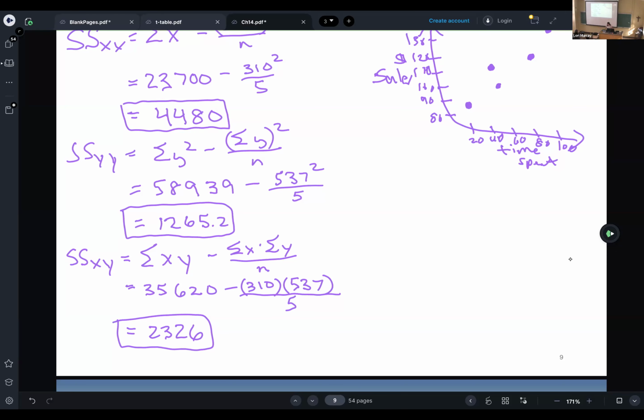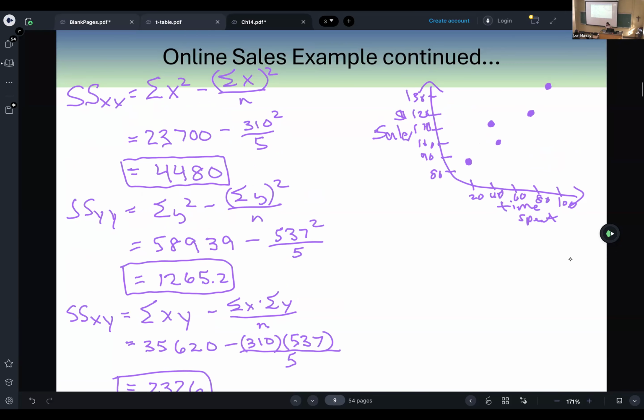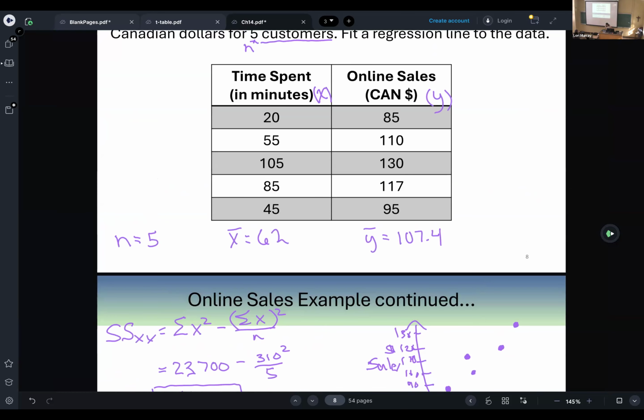We have our sums of squares from our raw data. That's from all this. This is the raw data right here. We call that raw data because it's just the XY pairs.